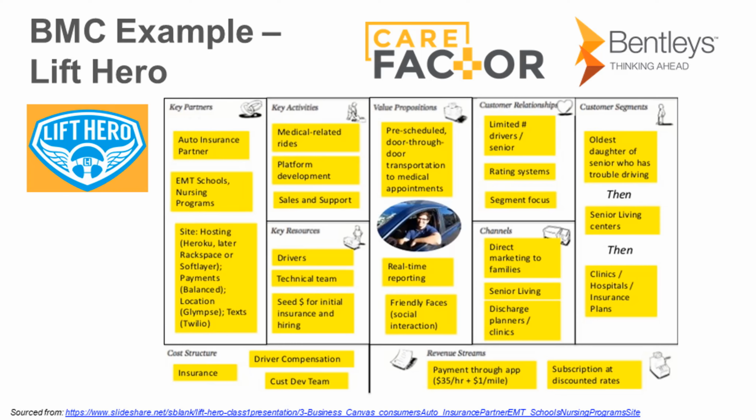Key activities include medical related rides, platform development, sales and support. Resources required include the drivers, the technical team, and the seed money for initial insurance and hiring. The partners included auto insurance partners, schools, nursing programs, and site hosting places, resulting in costs such as insurance, drivers' compensation, and the customer development team. Another great example of a business model canvas applied within an aged care setting.